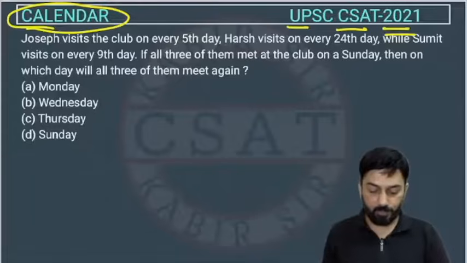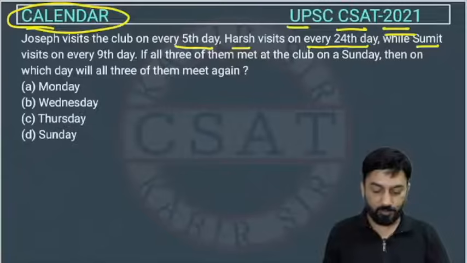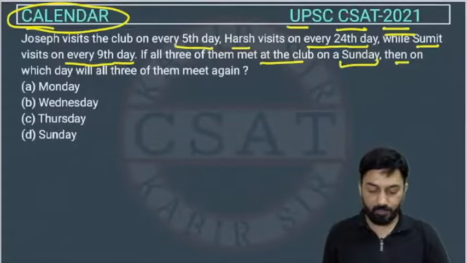Joseph visits the club on every 5th day. Harsh visits on every 24th day, while Sumit visits on every 9th day. If all three of them met at the club on Sunday, then on which day will all three of them meet again?